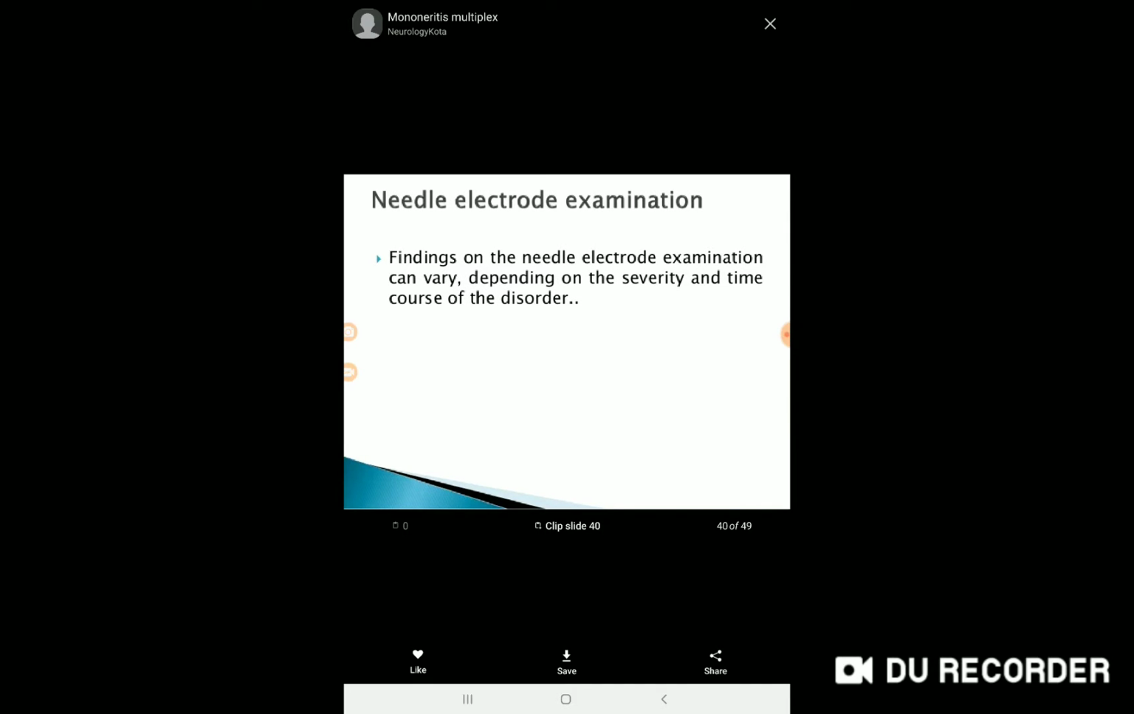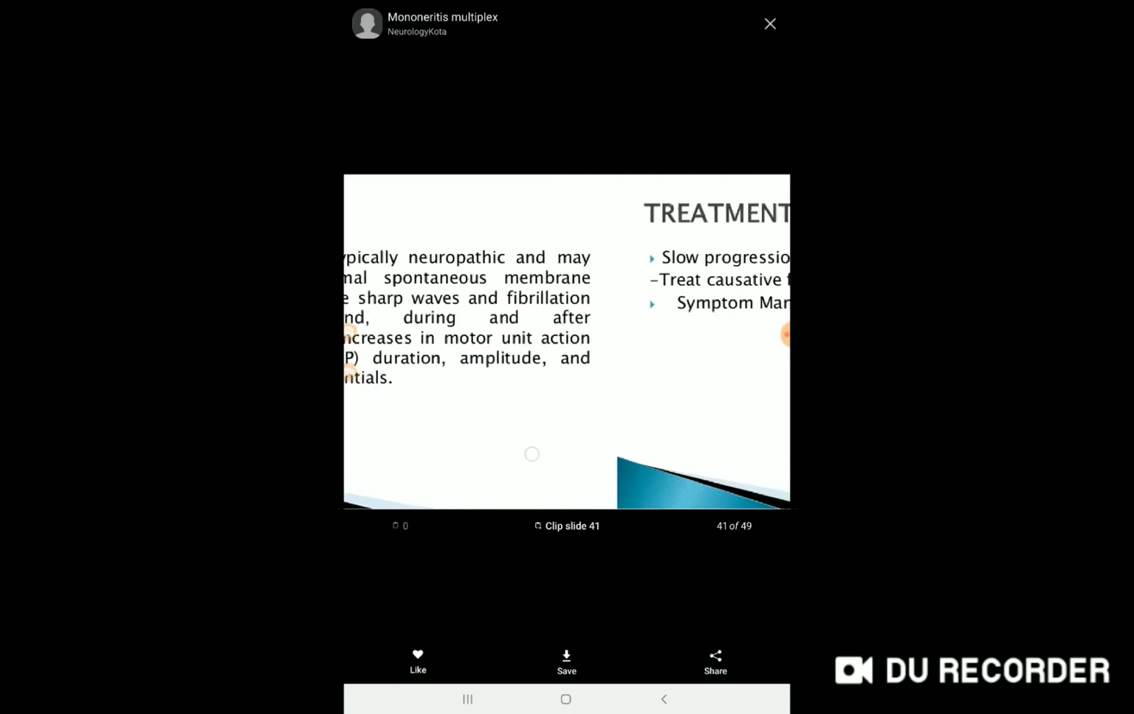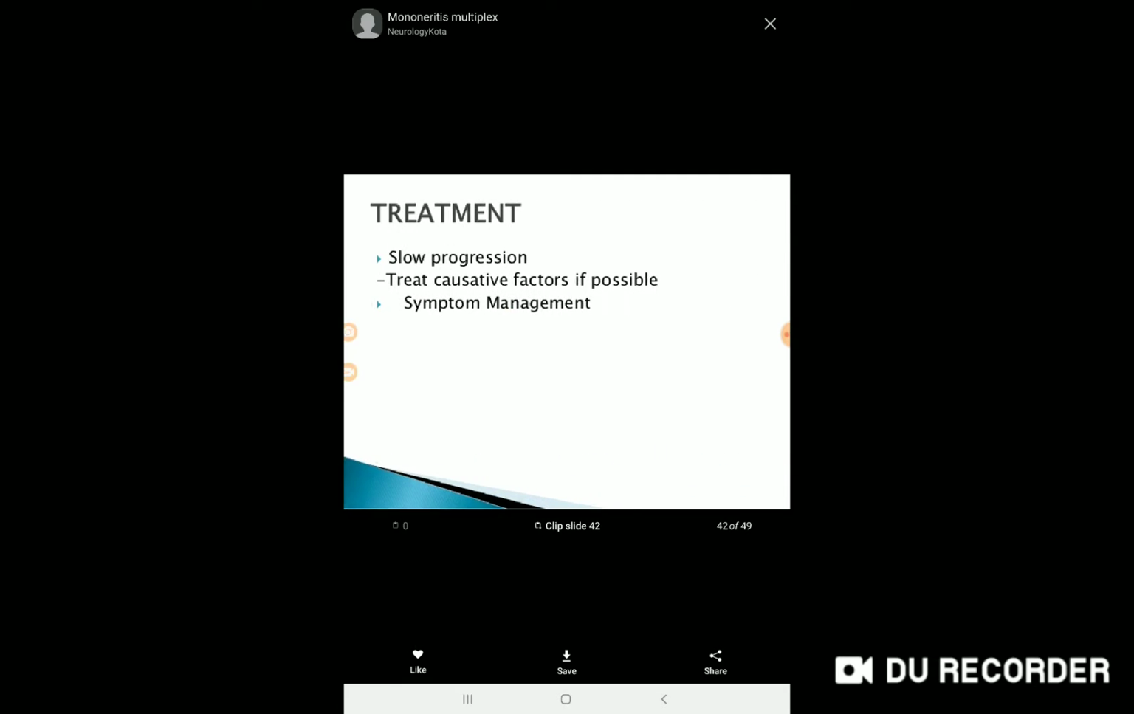And now we can do the needle electrode examination. What can we see there? We can see spontaneous muscle membrane activity. These are positive sharp waves and fibrillation potentials. We can find these in the EMG findings. And treatment is slowly progressive.